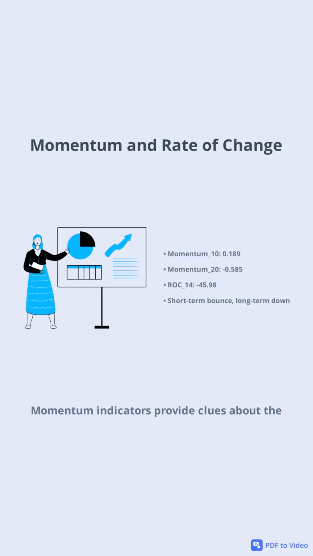Momentum indicators provide clues about the speed and direction of price changes. EVTV's momentum 10 is positive at 0.189, but momentum 20 is negative at minus 0.585. The rate of change, ROC 14, is sharply negative at minus 45.98, and the percentage rate of change, ROCP 14, is similarly negative. These conflicting signals suggest short-term bounces within a longer-term downtrend, a common pattern in volatile stocks.